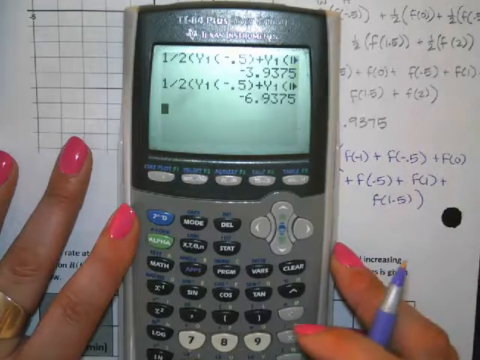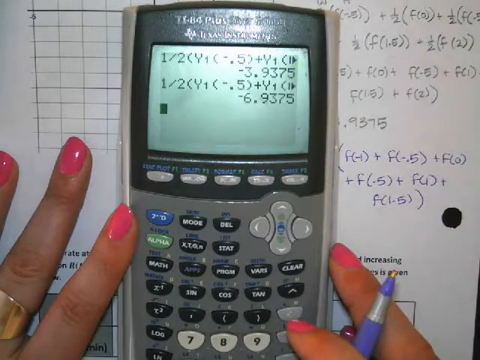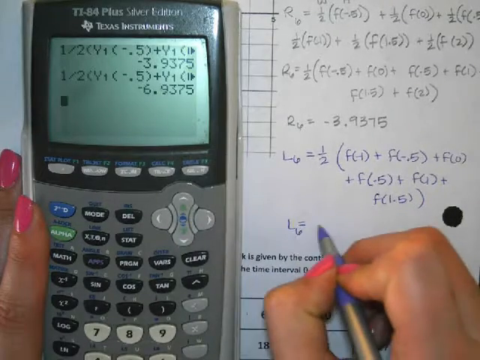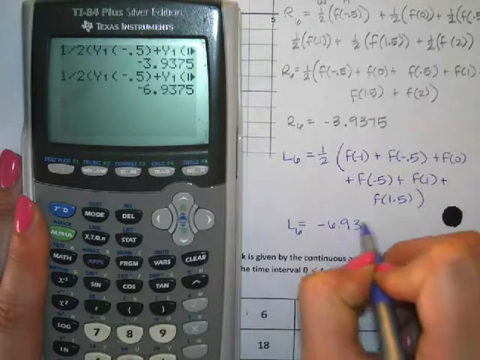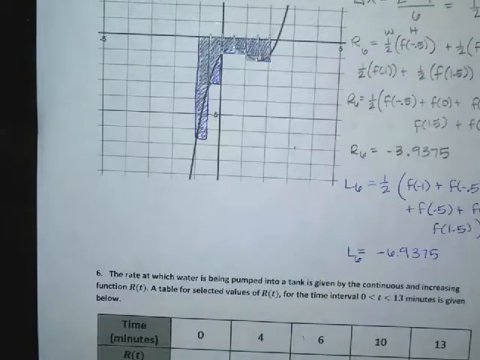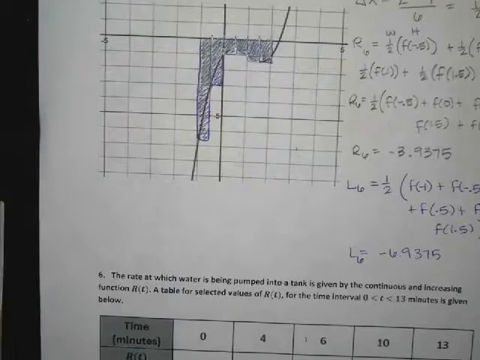Whoa. It makes a much different answer though, doesn't it? Yeah. Why did the answer get so different? It was so much more negative this time. Yeah, we have 2 of our rectangles that are much more negative than they were before. They have a much bigger negative area.